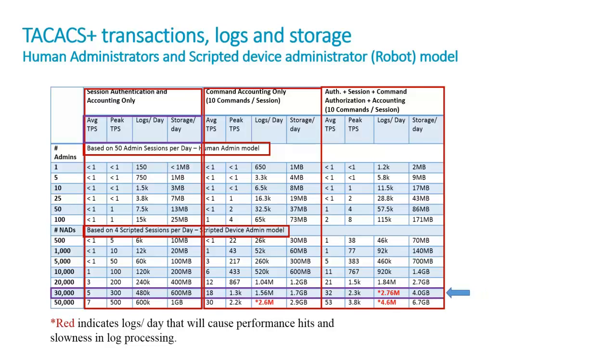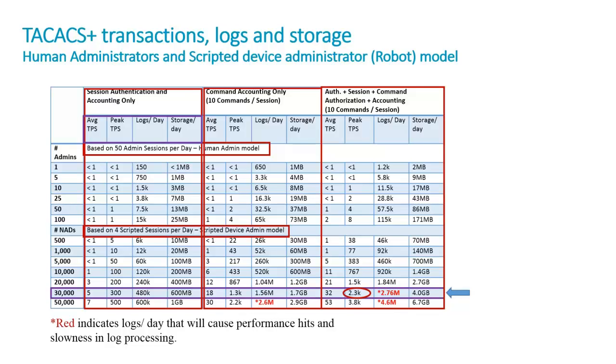Going back to our use case, our customer was using 30,000 network devices, and for 30,000 network devices, if you turn on all the events and logs, the transactions per second, the peak transactions per second would come to around 2.3K, which is 2,300 transactions per second.